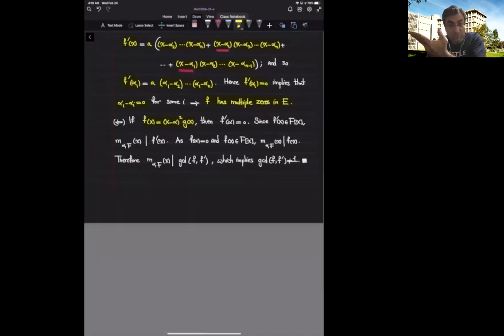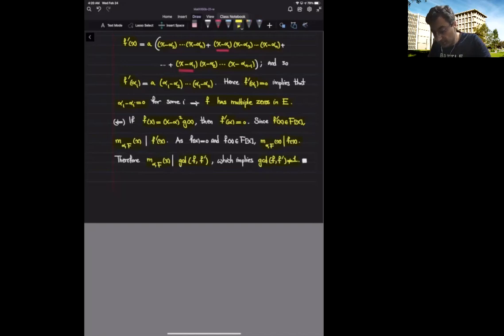Then, as we showed in the previous lemma, corollary, using the product rule, we can deduce that f prime of alpha is 0. Now notice, both f prime and f are polynomials inside F[x], and both of them have alpha as a 0, which means the minimal polynomial of alpha in F should divide both f prime and f. So from here, we deduce that the minimal polynomial should divide the greatest common divisor of f and f prime. In particular, this greatest common divisor cannot be 1.